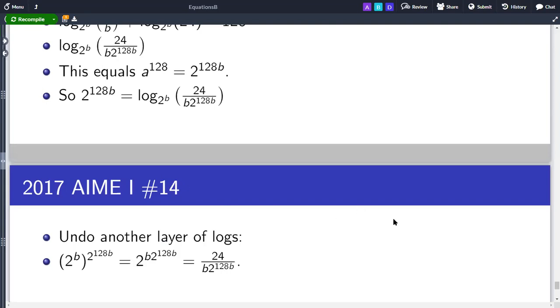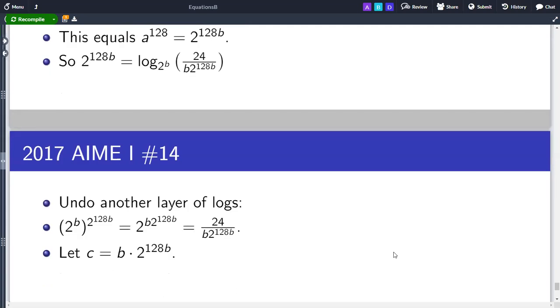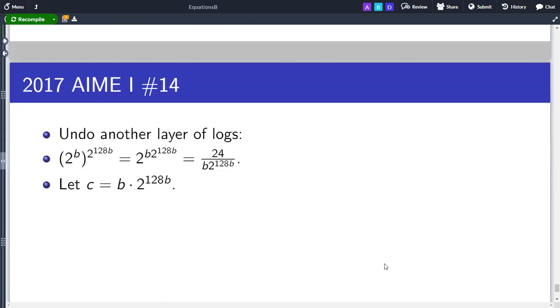So now if we look at this equation, the substitution is easier to see. We can let c equals b times 2 to the 128b and try to solve for c. We can return to the first page after we're done with this question. So if we make the substitution, then we get this equation.